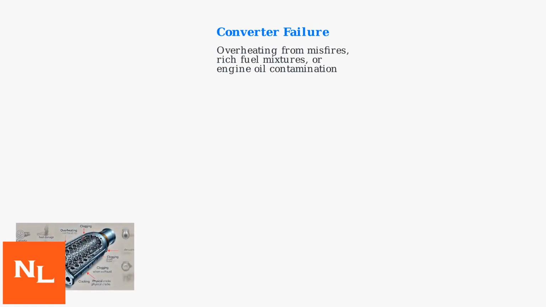The P0420 code often stems from direct catalytic converter failure. The converter can overheat due to engine misfires, excessively rich fuel mixtures, or contamination from engine oil leaking into the exhaust system. This damage leads to reduced efficiency in converting harmful gases.